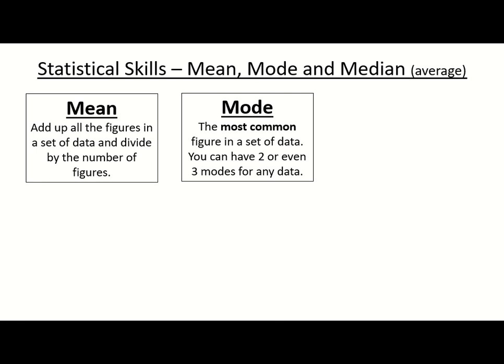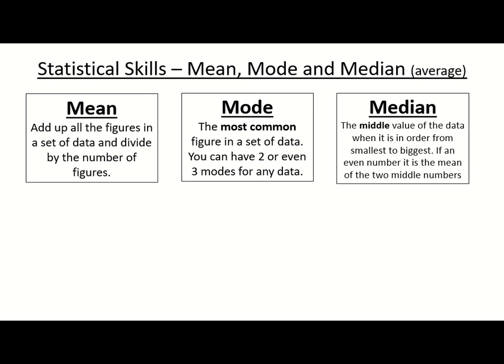The mode is the most common figure in a set of data. So if, with the same set of data, let's talk about test scores, I had 10 students and they had 20%, 30%, 40%, 40%, 40%, 40%, 50, 60, 70, whatever, then the most common is 40%. So that would be my modal average.